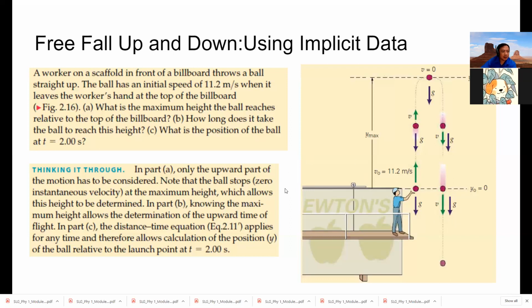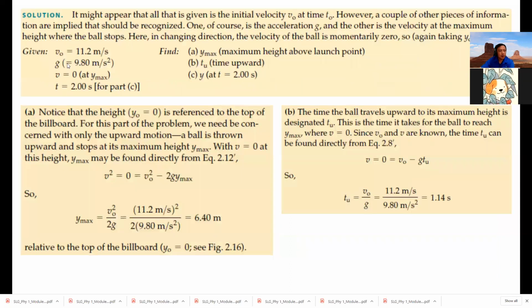And how to solve for that? So what is the maximum height the ball reaches relative to the top of the billboard? So y max. Use an equation. So use the given. So v naught is 11.2 meters per second. Upward is positive. Implicit data is acceleration due to gravity, 9.80. And v is equal to 0 at the maximum height. It's implicit data also. And t is 2 seconds at a later time.